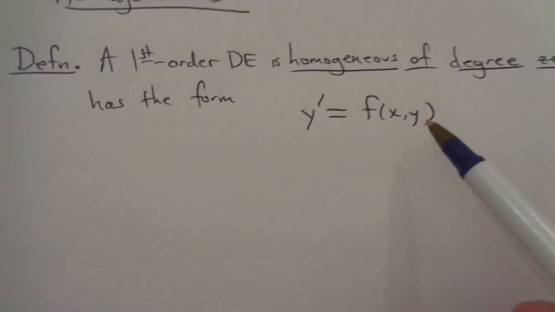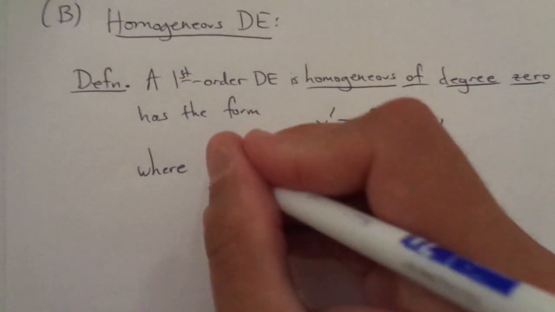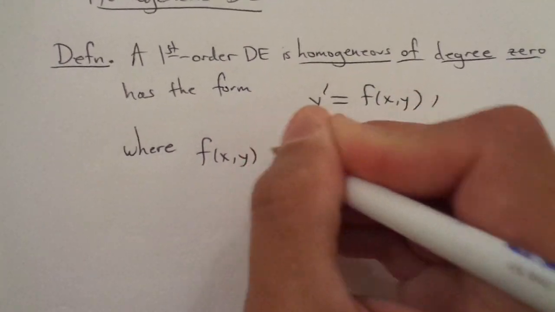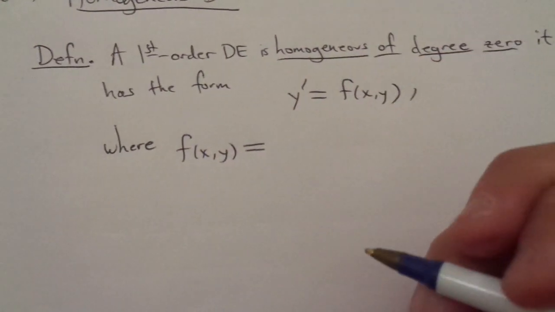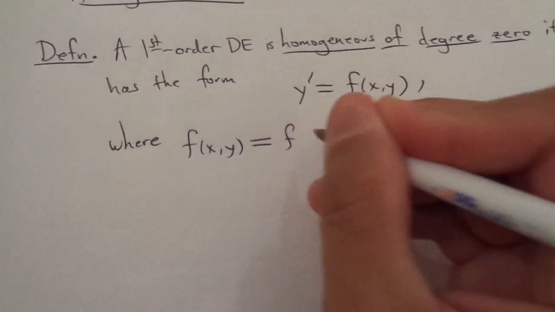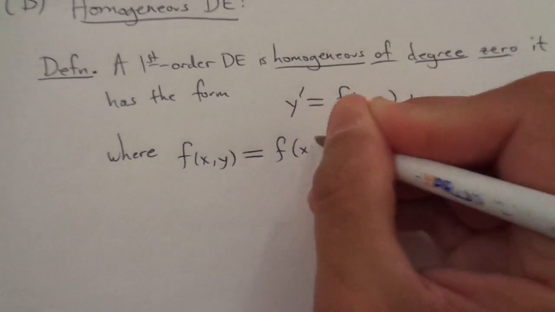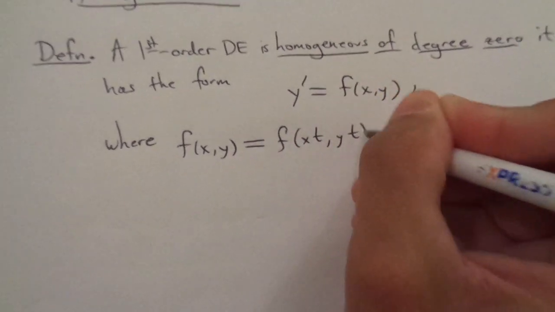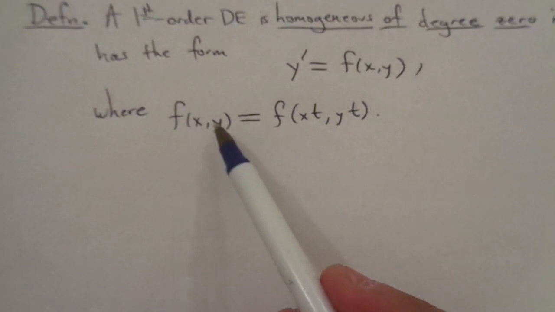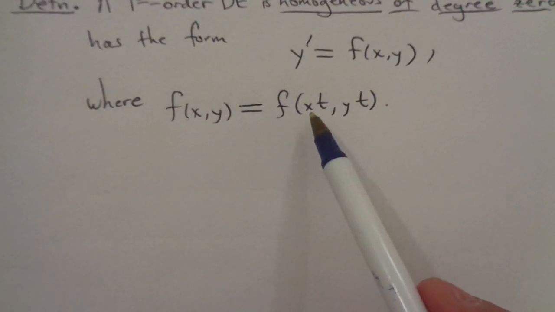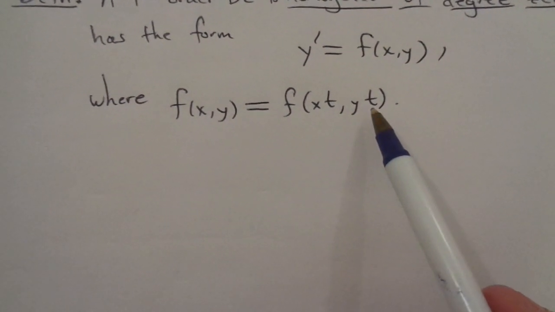then there's some function of x and y on the right hand side, but there's a specific requirement here that I want to emphasize, which is that the function f has to have the following property. The function f has to be homogeneous of degree 0, which what that means is the following. Let me write it down here. f of x, y is equal to f of xt and yt.